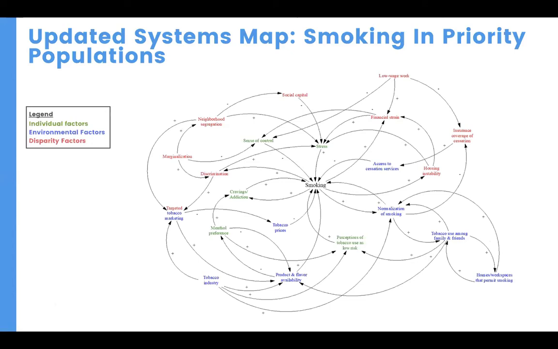This new map can demonstrate, for example, how low-wage work is related to insurance coverage, which precedes access to cessation services. Other factors we identified include marginalization, discrimination, and social capital, which may not be considered when using conventional approaches.